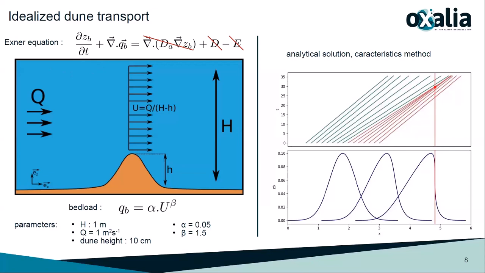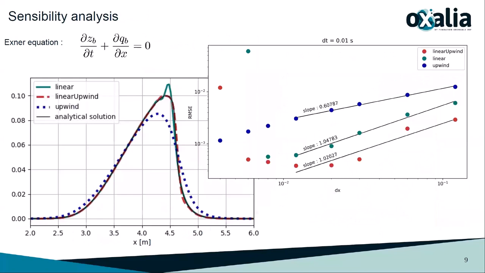So that's my model to test and see if my model is stable, if everything is working properly before trying to couple it. And I've conducted some sensitivity analysis on it. So here I just represent the solution with the really basic advection scheme, divergence scheme. So you have the analytical solution in black and the really basic schemes, upwind, linear, and linear upwind, represented. We can see, like really basic results, that the upwind scheme is quite diffusive, so you don't have a lot of accuracy, and that the linear scheme can lead to some oscillation, and the linear upwind is basically a mix between the two, so you have medium properties.